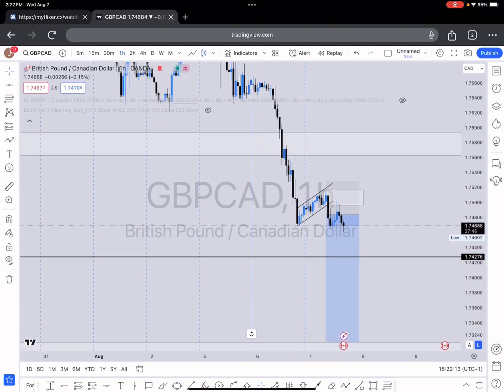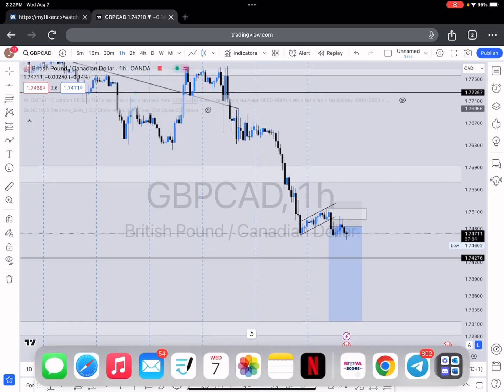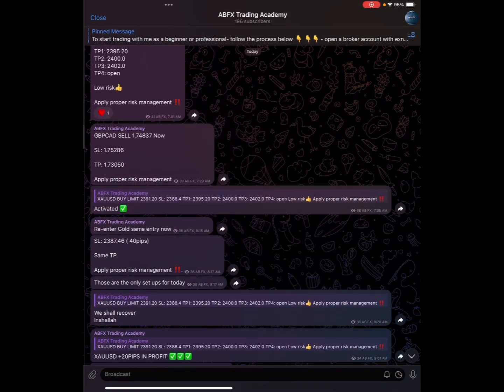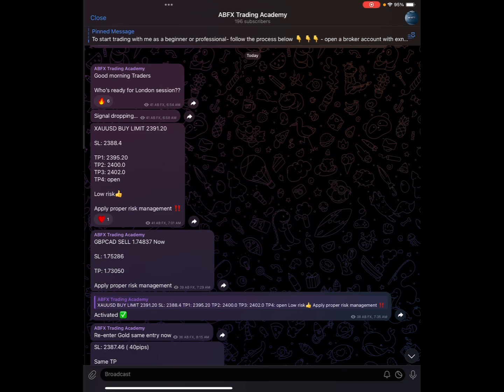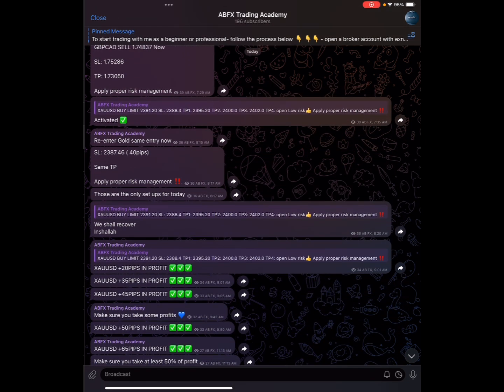However, if this trade happens to take us out, then I will be looking at this area here to get sells to the downside. I'm still bearish on GBP/CAD, by the way. So these are the two trades we are currently inside. If you check the Telegram community, you'll notice that we sent the two: a buy limit on gold and a sell on GBP/CAD, and I said activated.